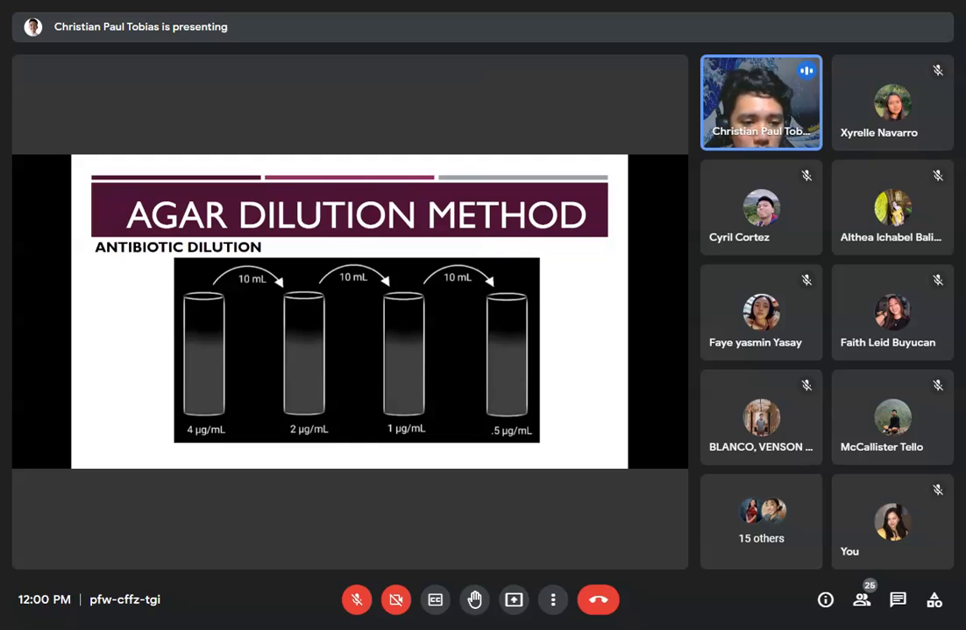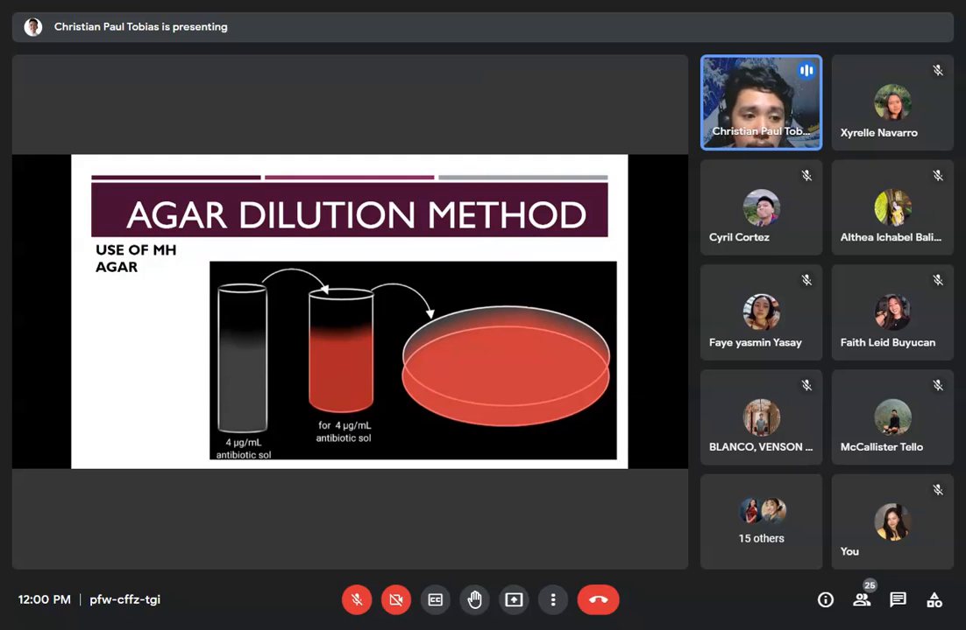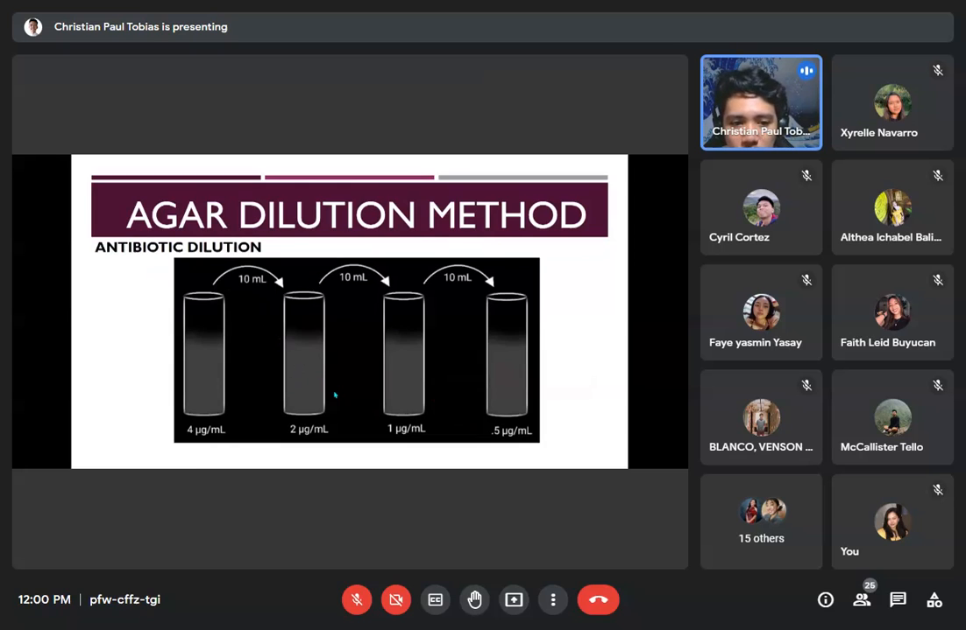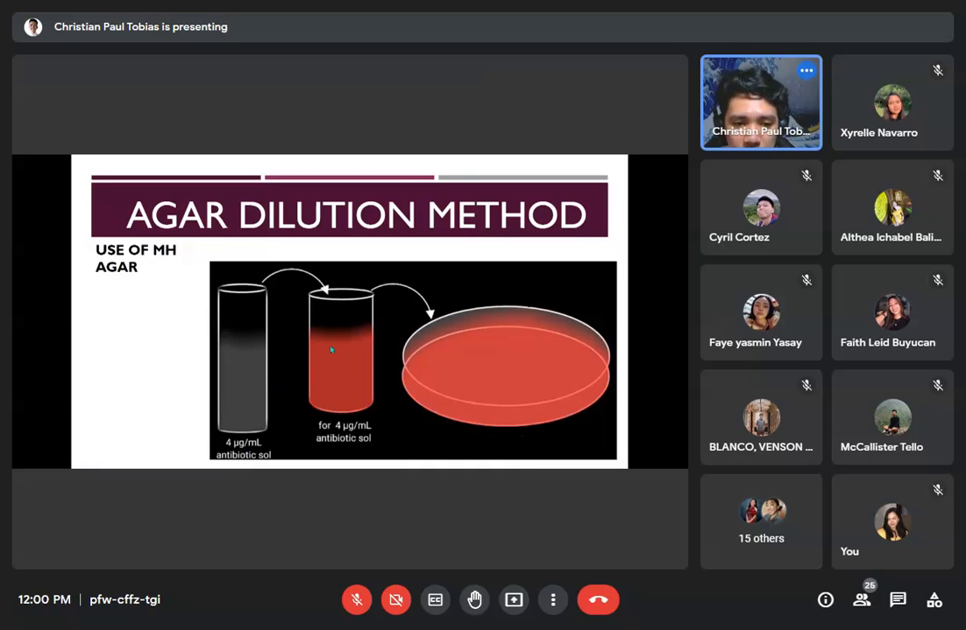Then, you will use Mueller-Hinton agar. Ito, liquid form pa lang to. Yung serial, hindi lang iisa. Kung ilan ito, kunwari, meron kang 4 micrograms, 2, 1, and 0.5, kung ilan yan, dapat ganun din ang bilang ng Mueller-Hinton agar. Nakikita nyo naman yung arrow, di ba?